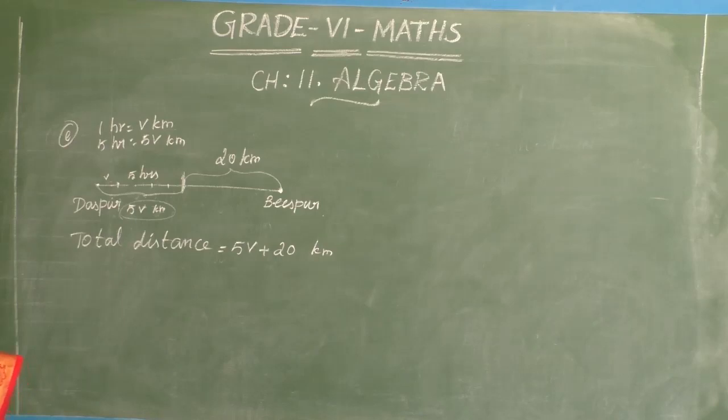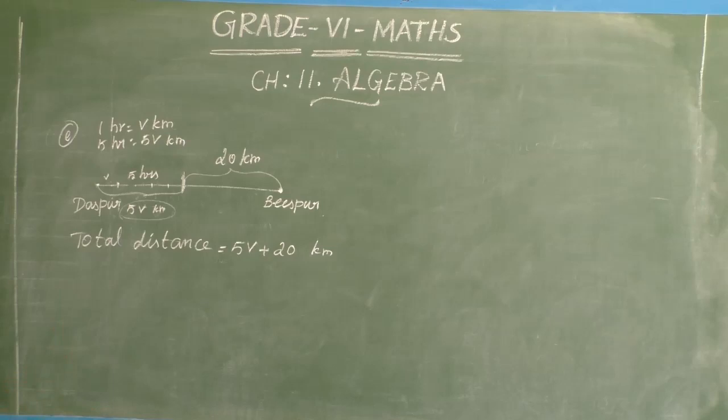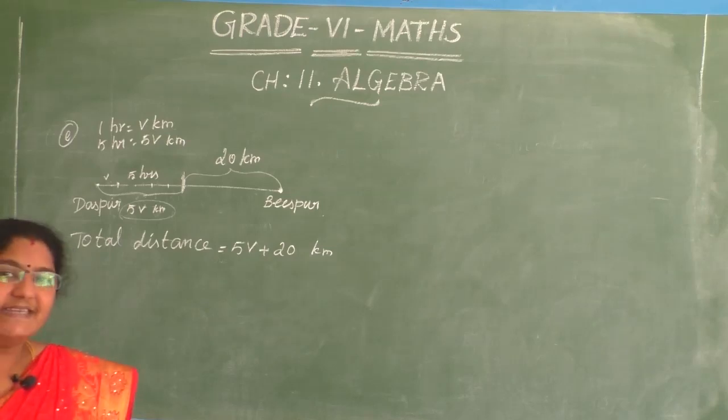Understand? Okay. So in this exercise this is enough. Read the question once or twice, and see it repeatedly, then only will it be easy to form an expression. Understand? Okay. Next, this one question is enough for this exercise. Next, equation.